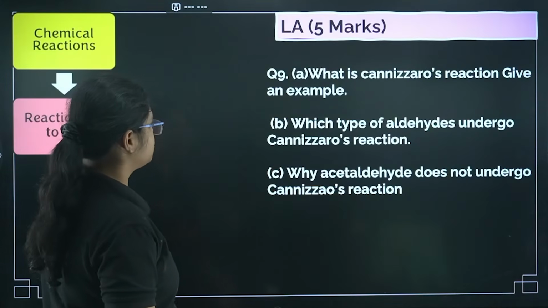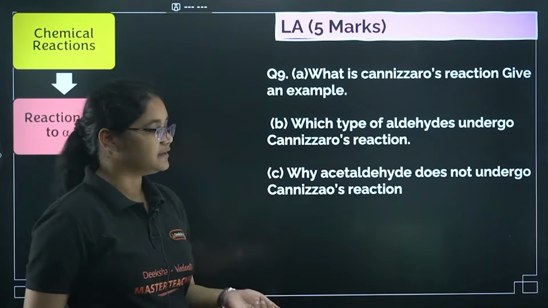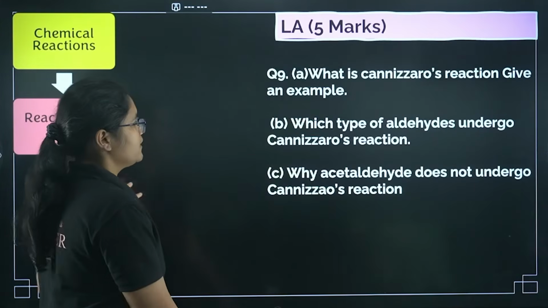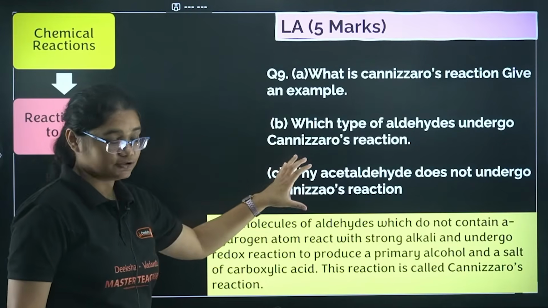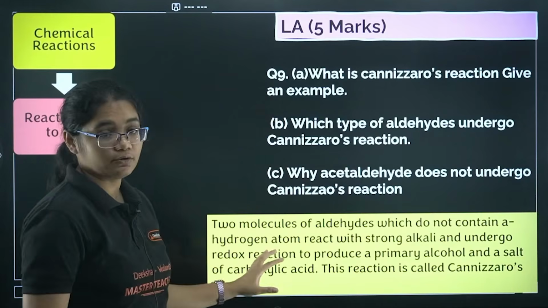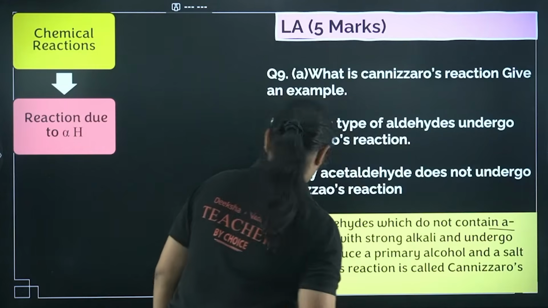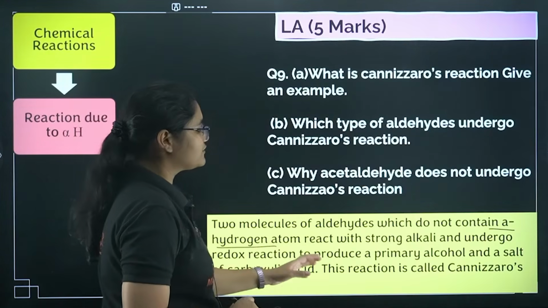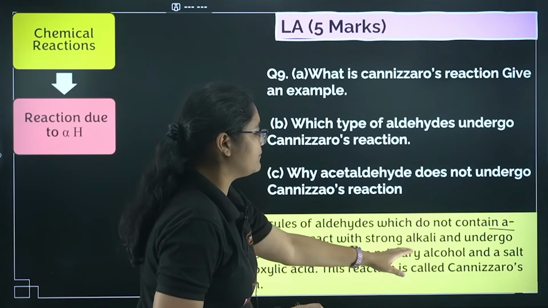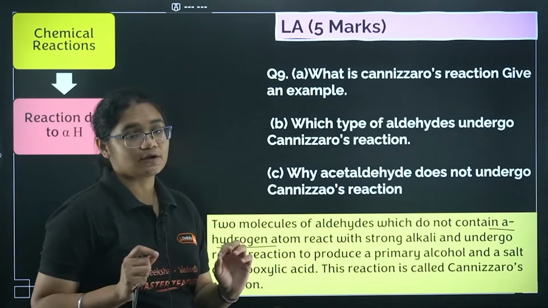Now let's see the next question. What is Cannizzaro reaction? Give an example. Which type of aldehydes undergo Cannizzaro reaction, and why does acetaldehyde not undergo Cannizzaro reaction? So first of all, what is Cannizzaro reaction? Two molecules of aldehydes which do not contain any alpha hydrogen, please remember here, react with strong alkali and undergo redox reaction to produce a primary alcohol and a salt of carboxylic acid. This reaction is called Cannizzaro reaction.